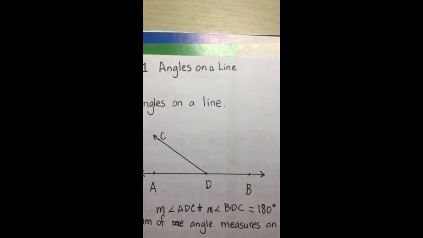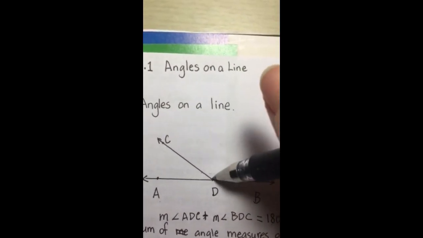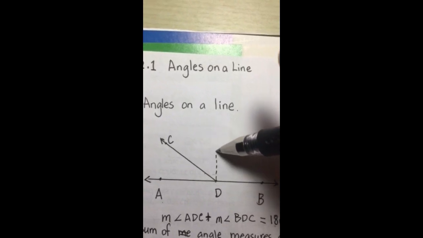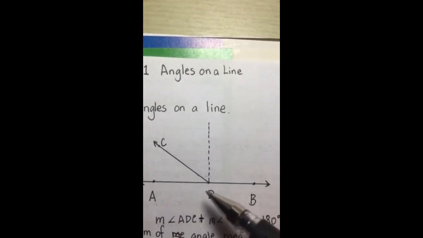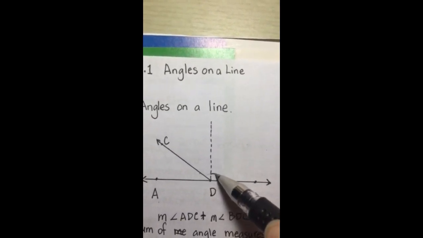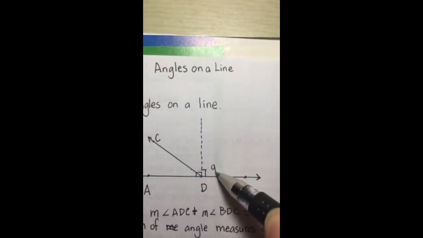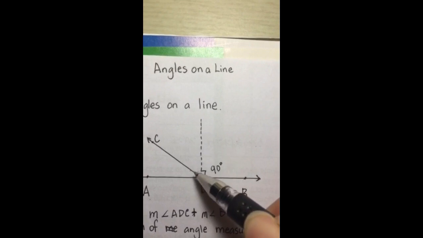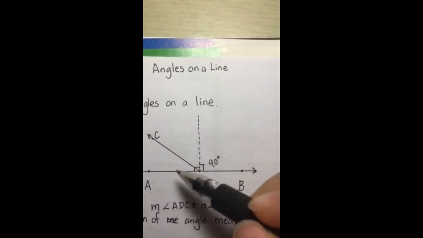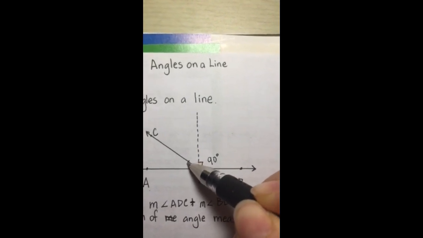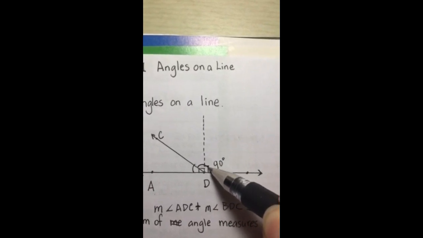Why is that? Well, we know that on a straight line, we can draw one and only one perpendicular line to it. And this perpendicular line makes two right angles. One right angle is 90 degrees and two right angles is 180 degrees. So, the sum of the measures of these two angles will make 180 degrees.